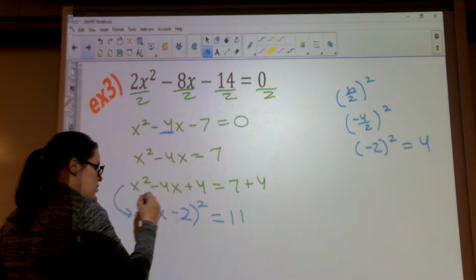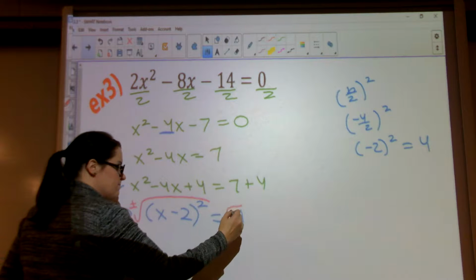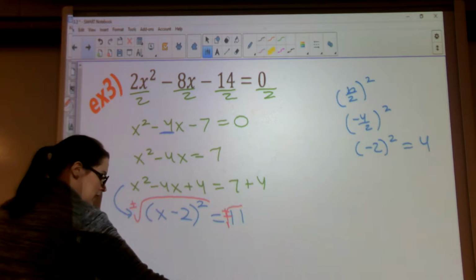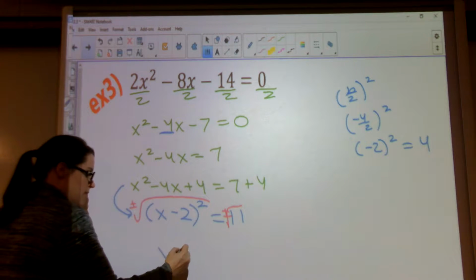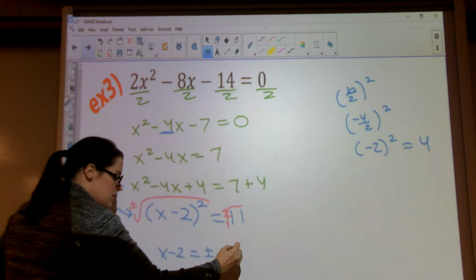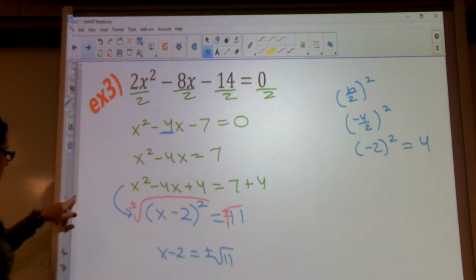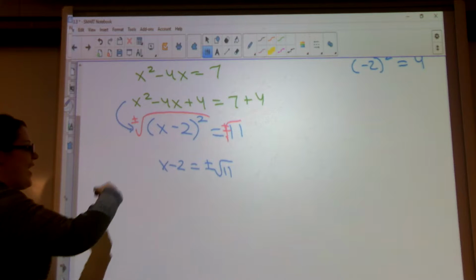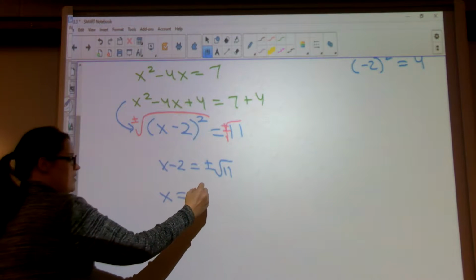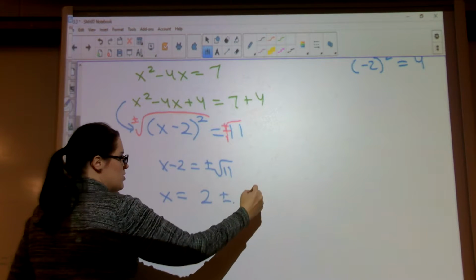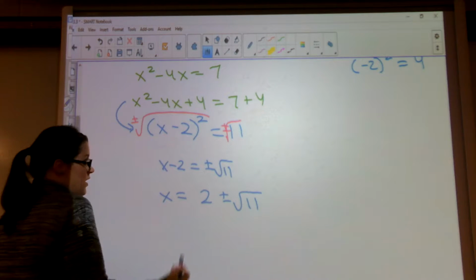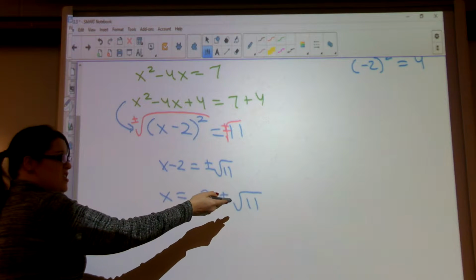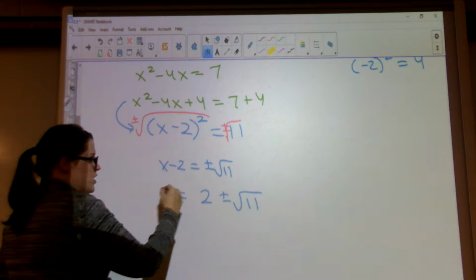Plus or minus square root both sides. So I get x minus 2 equals plus or minus square root of 11. Add 2. I don't know why I like to put it in front, just so it's kind of in that standard form. And does 11 reduce? No. So we're done.